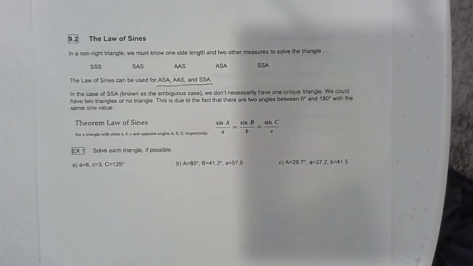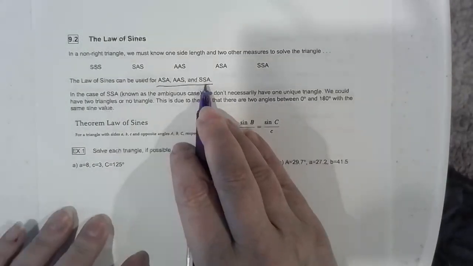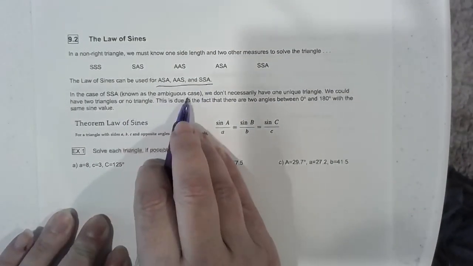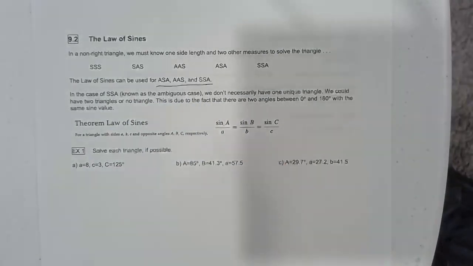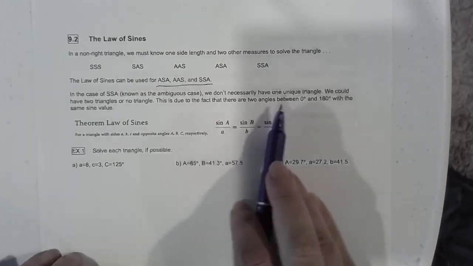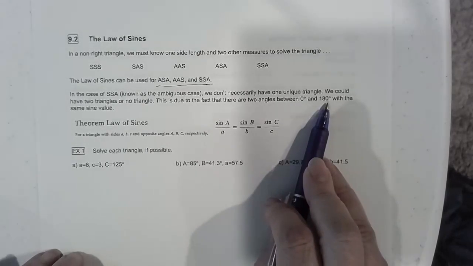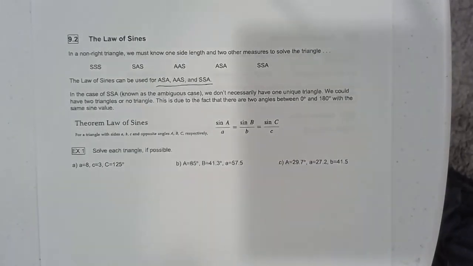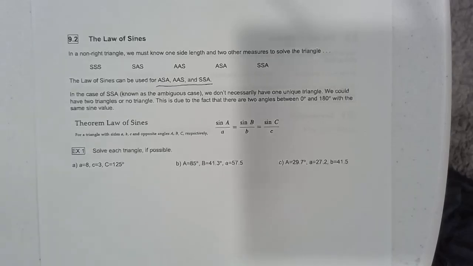So in the case of side-side-angle, which is known as the ambiguous case, we don't necessarily have just one unique triangle. We could have the possibility that two triangles could form with the given information, or that it might be impossible to form a triangle at all, so no triangle. The reason that happens is because there can be two angles between 0 and 180 degrees that have the same sine value. So when we have it in the side-side-angle order, we aren't necessarily locked into one. So I'm going to show you an example of those.